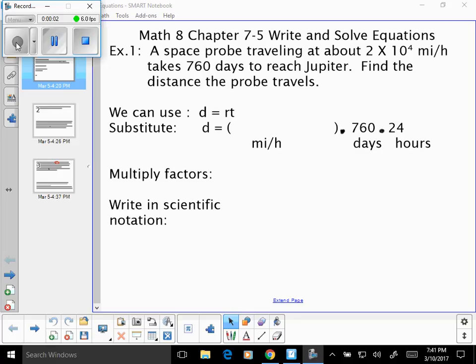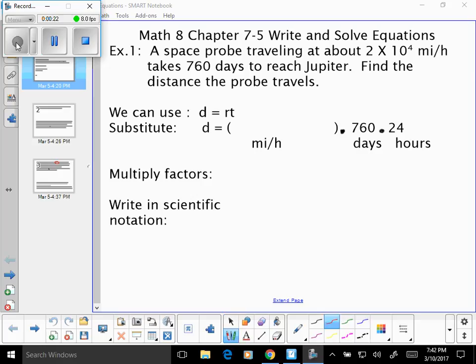Hello, class. Okay, this is our second to the last lesson. Yep, it's the problem solving. So take a deep breath, make sure you have a calculator, and let's work through this.